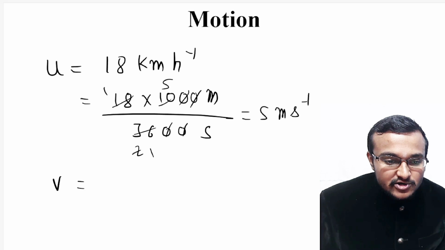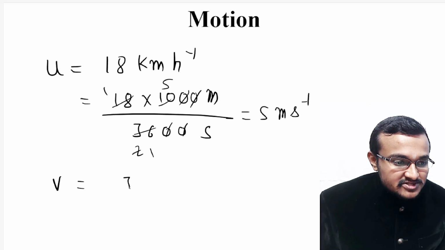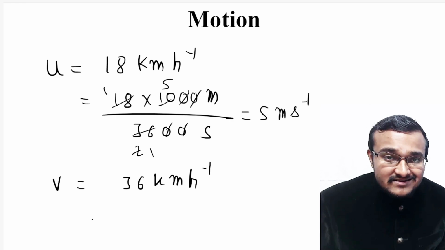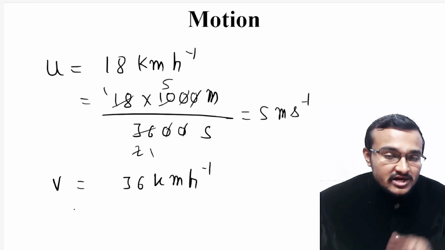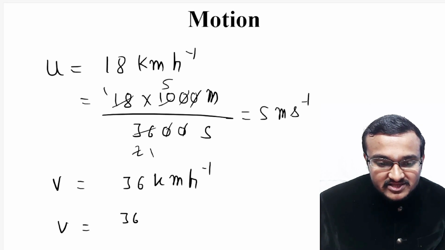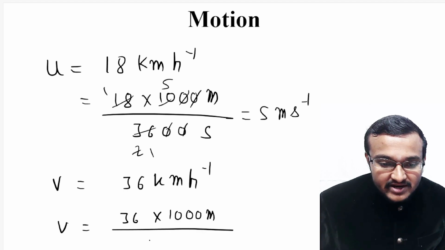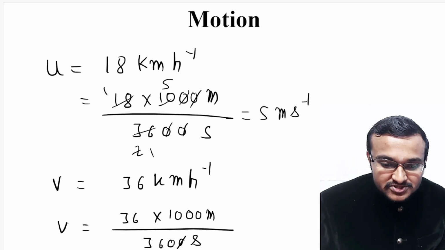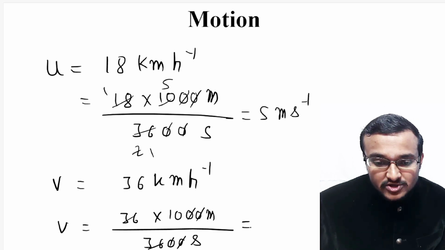Now to calculate the final velocity, the final velocity is 36 km per hour. To convert this 36 km per hour into meter per second, you can multiply this with 1000 meter divided by, in the place of hour, 3600 seconds. So here also the zeros get cancelled. So 36 ones are 36, and only 10 will be remaining. So 10 meter per second.